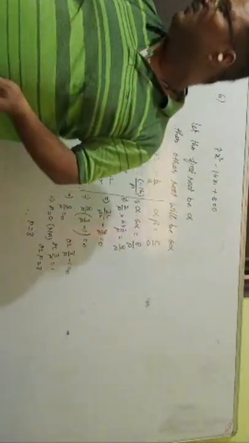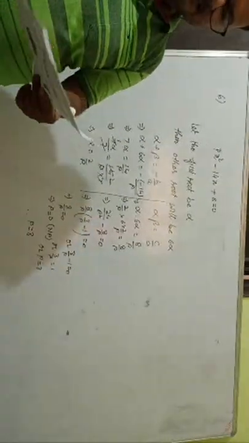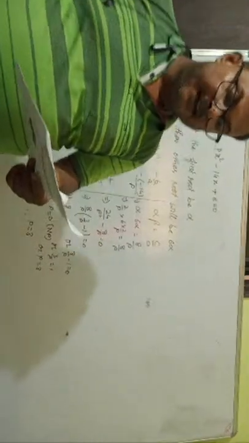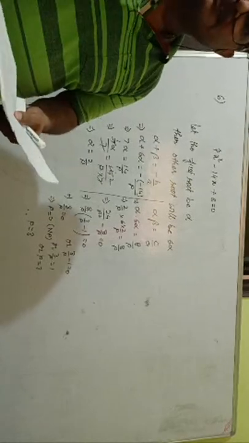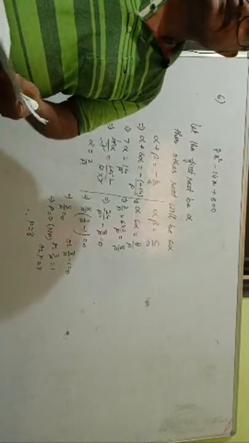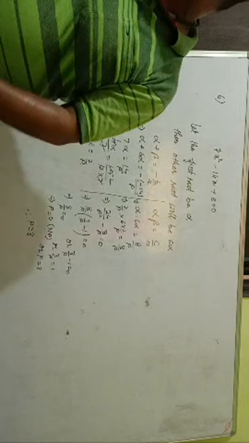One more part in our section is given here. You try to understand. That is the question from AP. Find the 31st term of the AP whose two terms are this and this. That is a very interesting question. That is the question from AP.